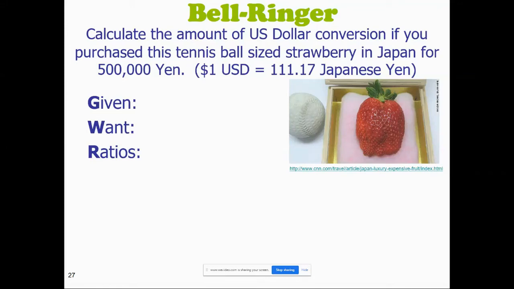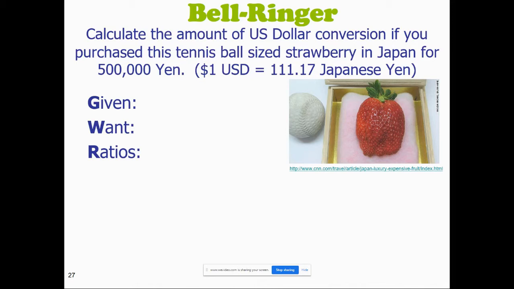So we're going to start today talking about multi-step conversions using dimensional analysis. But just to remind you about what we did in the last class period, here's an example of a one-step conversion. So the question says, calculate the amount of US dollar conversion if you purchase this tennis ball size strawberry, that's a big strawberry, in Japan for 500,000 yen. Okay, so it's asking you, I want to know how much this costs in dollars.